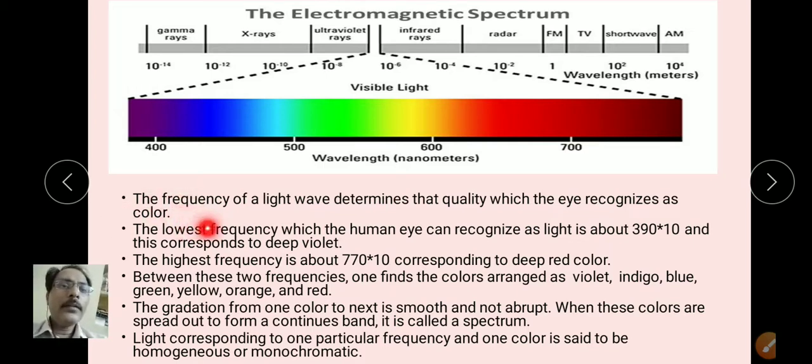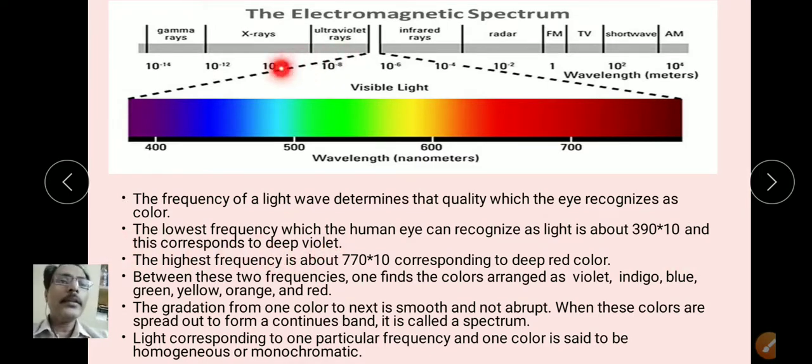The frequency of a light wave determines the quality by which the eye recognizes color. As we know, light is in the form of frequency, but we can't see all the frequencies of light. We can recognize colors only in a certain range of frequency. The lowest frequency which the human eye can recognize as light is about 390 into 10 raised to 12, and the corresponding color is deep violet.